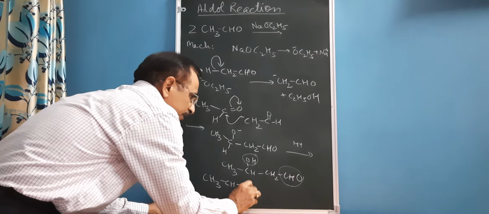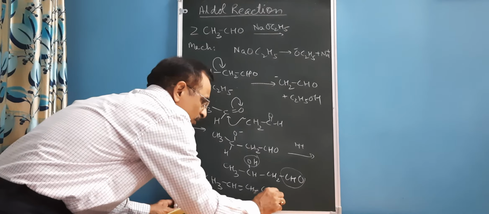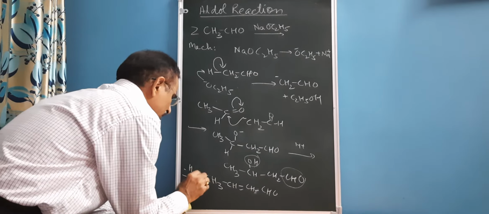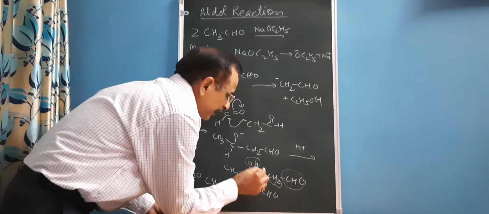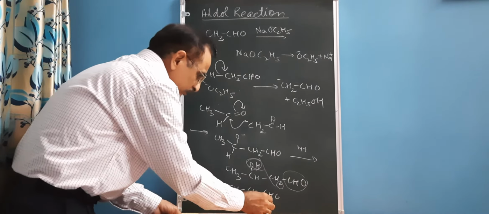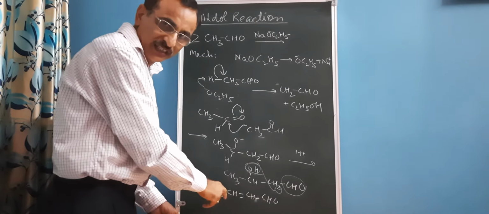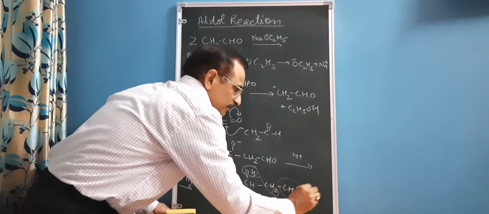CH3CH=CHCHO. And here there is loss of water molecule. And this loss of water molecule is hydrogen from this and OH from this. This is the actual product which is formed in this aldol condensation after heating. Otherwise, aldol product is only this one.